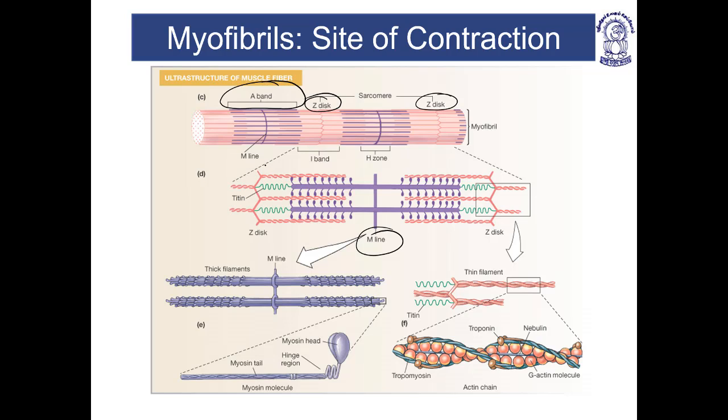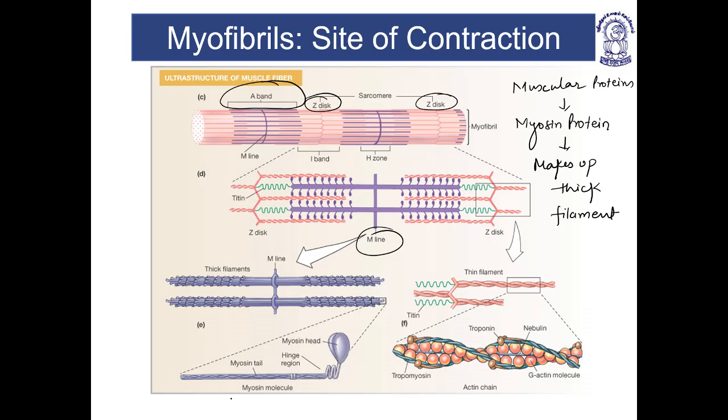Now you can see there are two types of muscular proteins. These proteins are myosin protein. Myosin protein makes up the thick filament. So myosin protein makes up the thick filament.